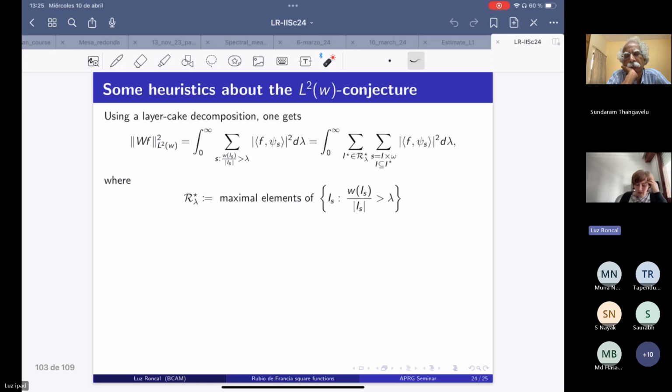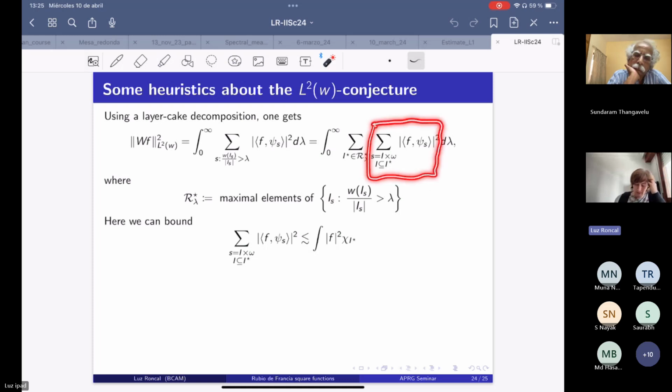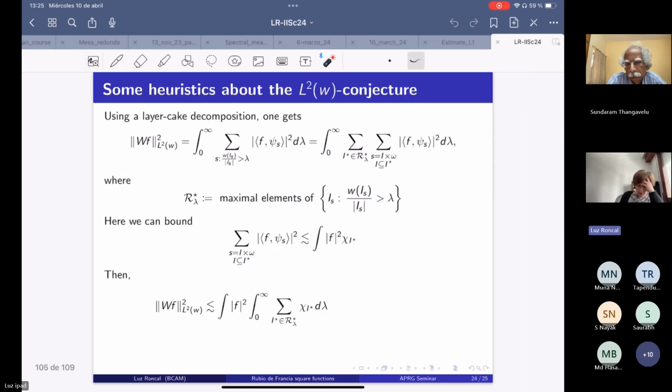Okay, and then we can actually bound this part like an L2 norm times the corresponding chi I star, that are these functions with decay. So what's going on? Okay, so then our estimate was reduced to this. And of course, if we are able to control this by the weight, we are done. Okay. This is what's happening. So what's happening?